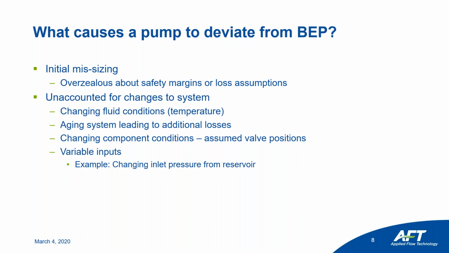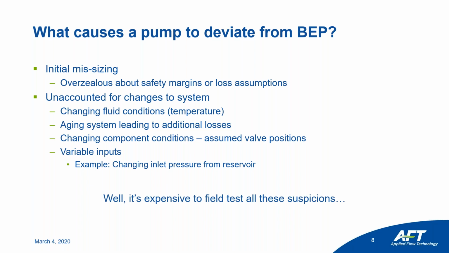One other thing to consider is variable inputs. So this could be changing inlet pressure. Let's say you had a pumping system where you're running from a body of water. If you have different levels of water, that can change the static pressure that it has to overcome. And it can also affect the elevation that it might have to pump up to. So these are all things to consider.